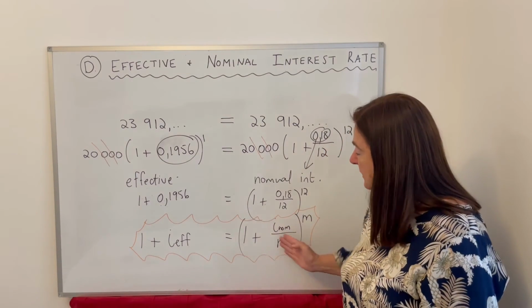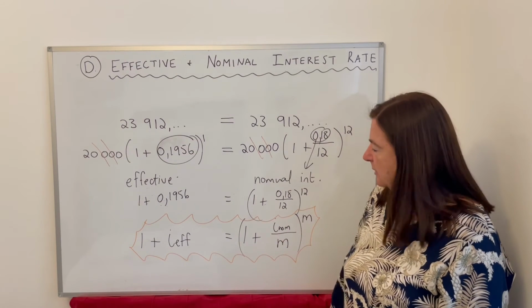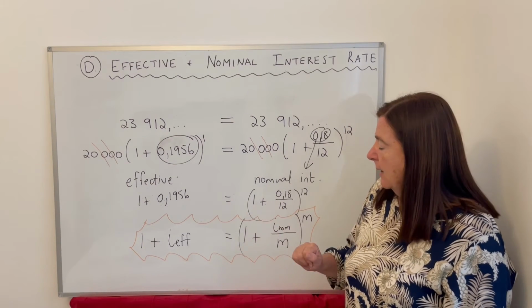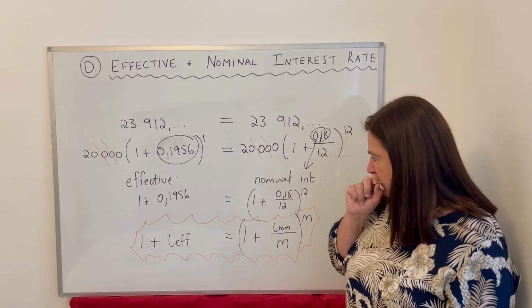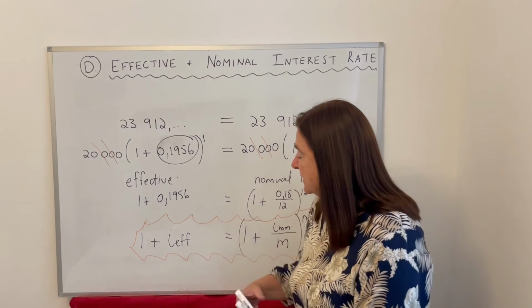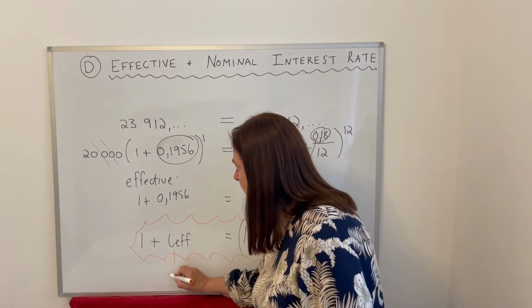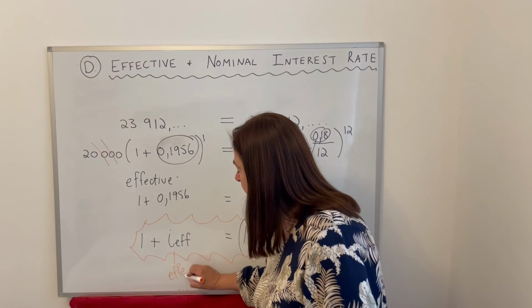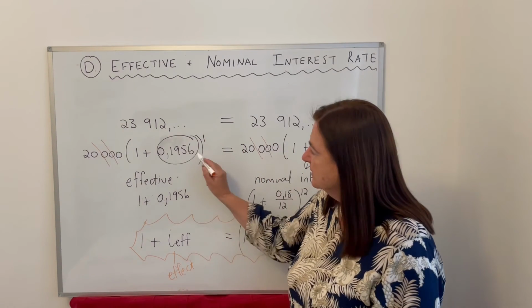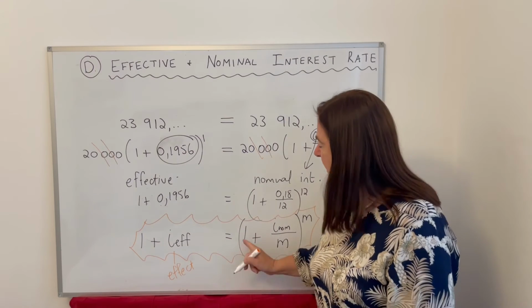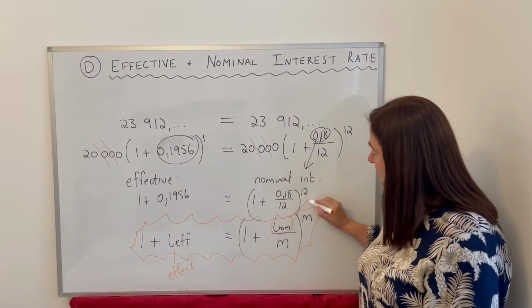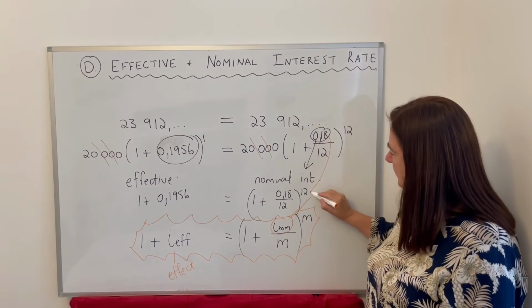And secondly, there's 2 terms within this equation. One little comment is, what do these stand for? So this stands for the effective interest rate. The effective interest rate in this case was 0.1956. Here, this is the nominal interest rate, which in this case was 18%.